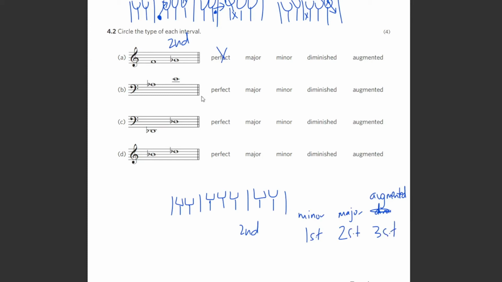Now I have F here and G flat, which is here. So they are just 1 semitone apart, so it is minor. So the 4.2 answer for A is minor.